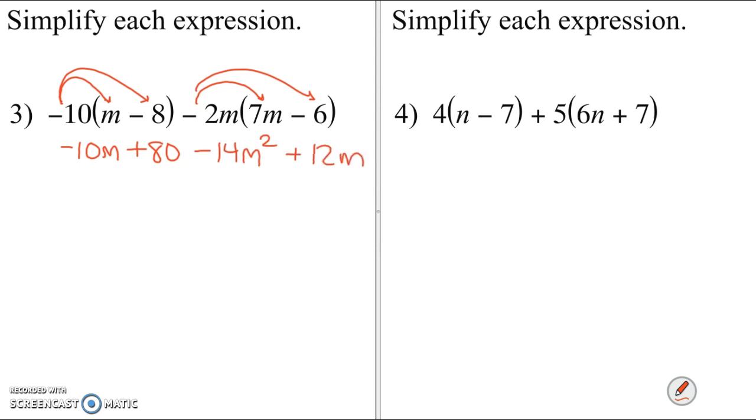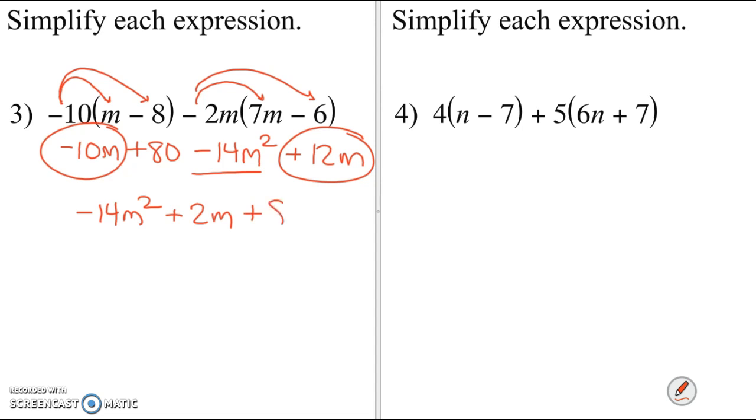Okay, any like terms to combine here? Well, m squared, is there another m squared term? No, and I want to write that first. -14m squared. What about these m terms? Can I combine those? Yep, they both have the same variable. So -10 plus 12 is a positive 2m, and then the 80 is all by itself, plus 80. Okay, get that one right.